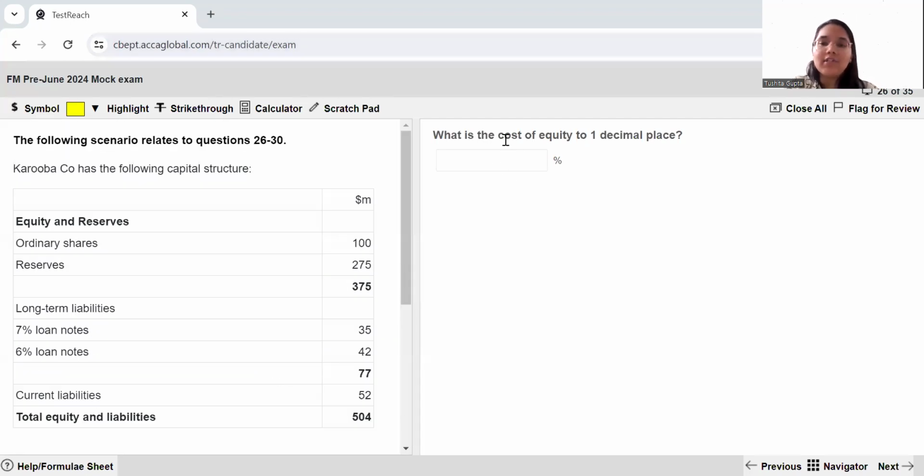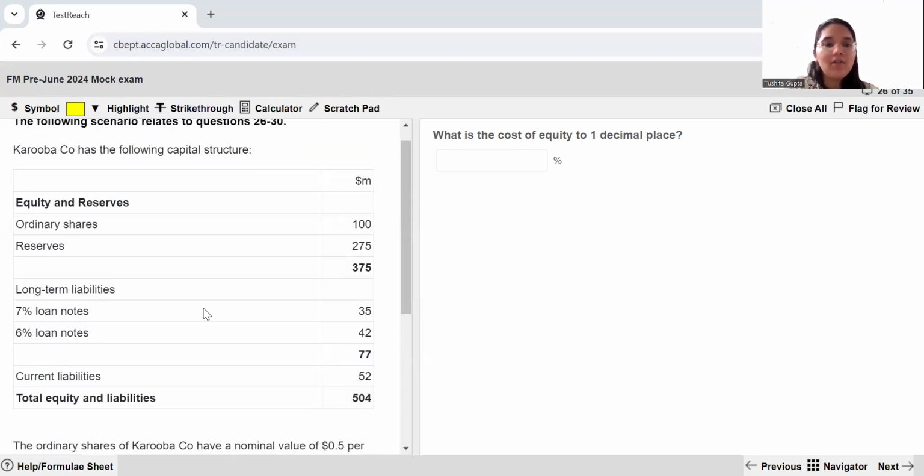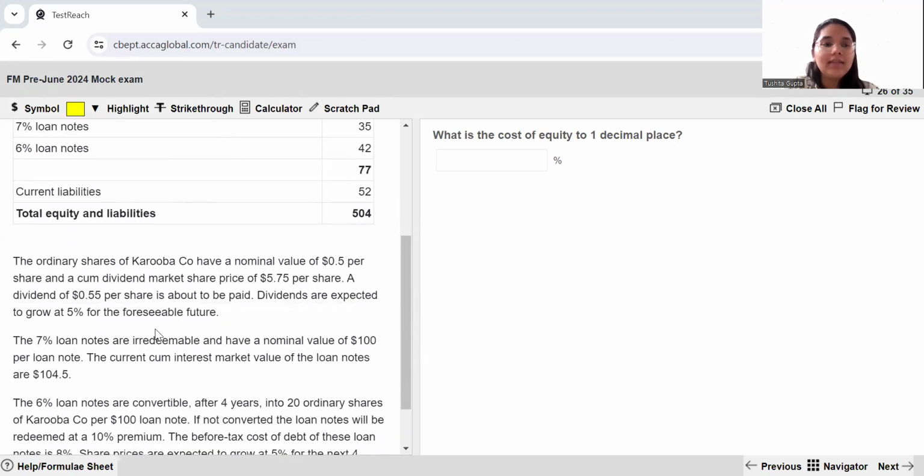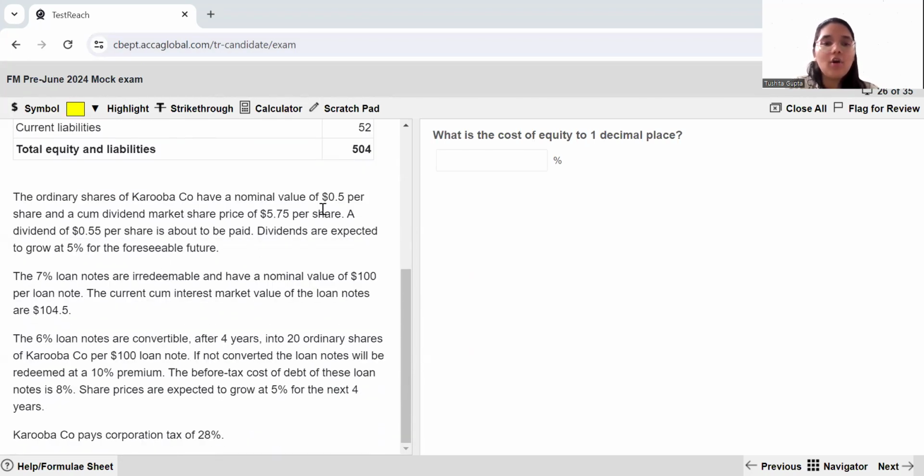So reading the very first requirement to calculate the cost of equity, I can understand that this is a section B question being tested from the cost of capital unit. So let us read the information which is available. Firstly, I can see the balance sheet. Then the ordinary shares of Karooba company have a nominal value of 0.5 per share and a cum dividend market price of 5.75. A dividend of 55 cents per share is about to be paid. Dividends are expected to grow at 5% for the foreseeable future. Then you have information regarding irredeemable loan notes. Then there are some convertible loan notes, and then you have the tax rate given to you.